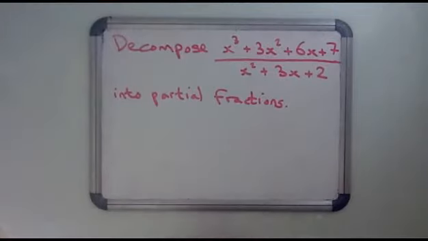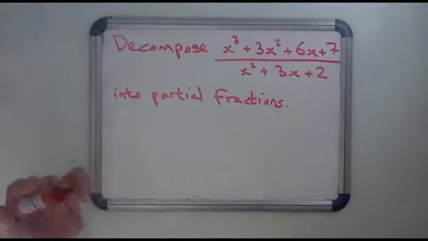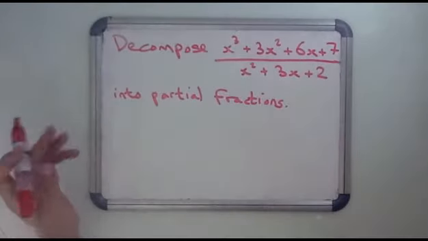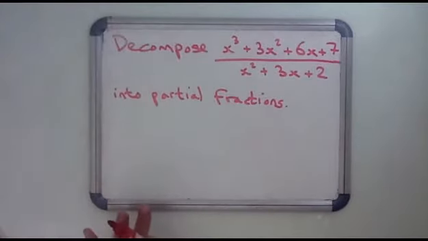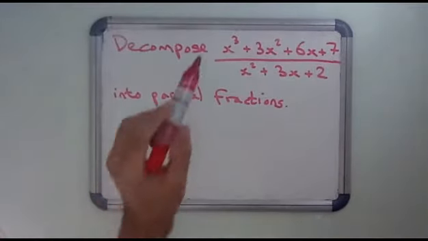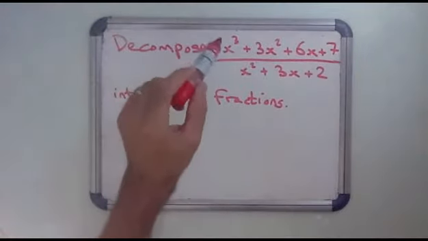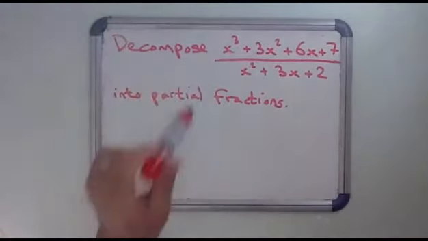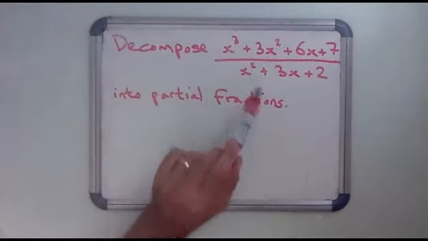Okay, here's a question. We need to decompose (x³ + 3x² + 6x + 7) over (x² + 3x + 2) into partial fractions. So you look at this, and the first thing to notice is that, yes, this will factorize, but the real first thing to notice is that the degree of the numerator, which is 3, the highest power in the numerator, is higher than the degree of the denominator, which is 2.